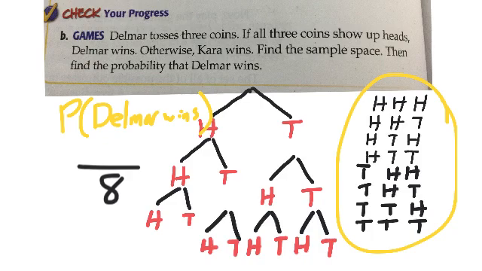Okay, well, let's read. What has to happen for Del Mar to win? All heads. If all 3 are heads, Del Mar wins. So there's only one way you can get 3 heads. So Del Mar has a 1 in 8 chance of winning. About 12.5%. So do we think Del Mar's going to win? No. It's a lot easier for Kara to win than for Del Mar to win. This is not very even odds.